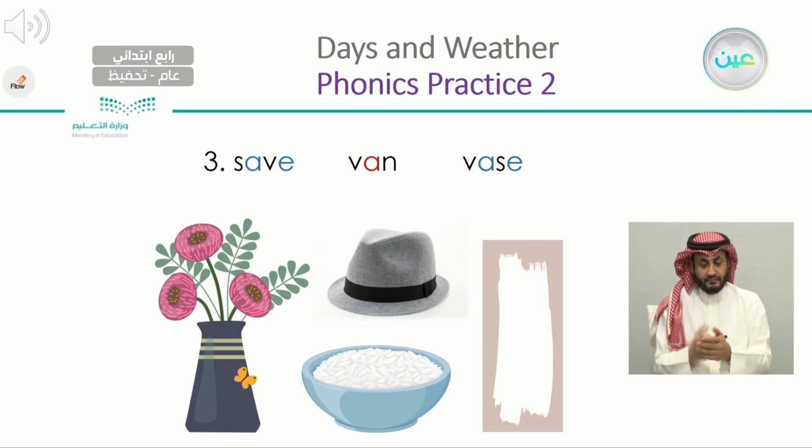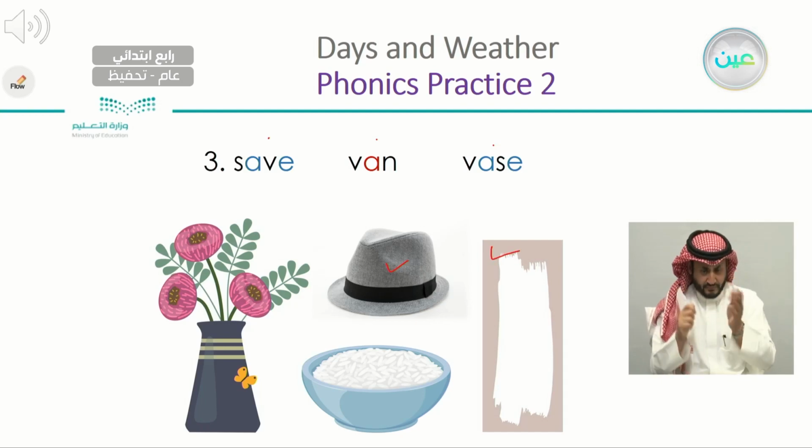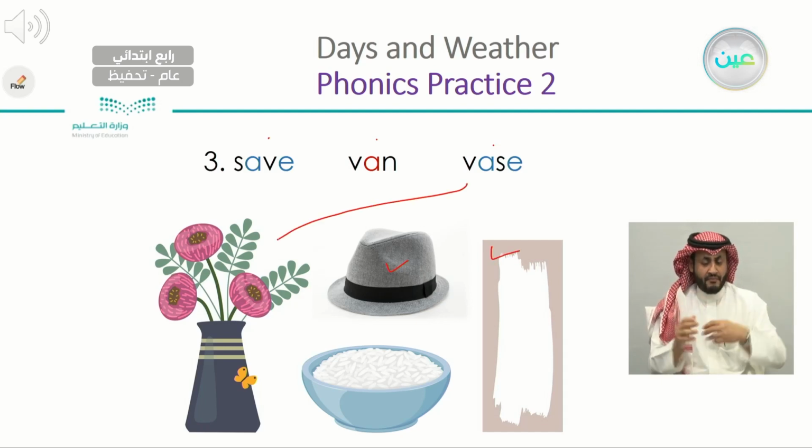Number 3. Vase. Okay. This word is save, van, vase. Vase. Which of these pictures is a vase? So we know this one is a hat, this one is white, this one is vase. Excellent. Vase with the long A sound.